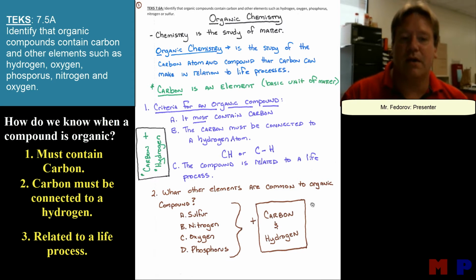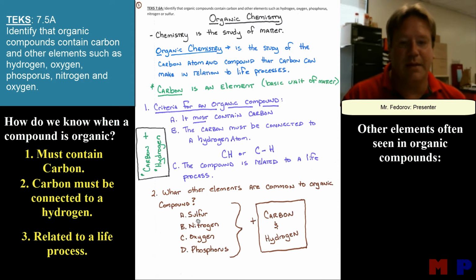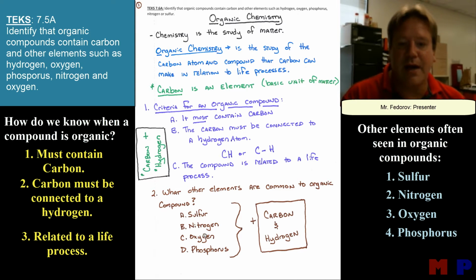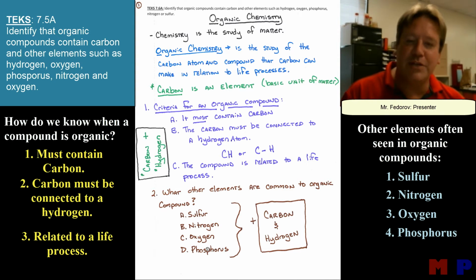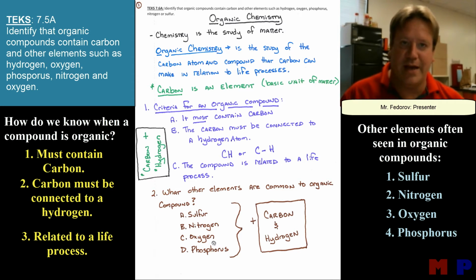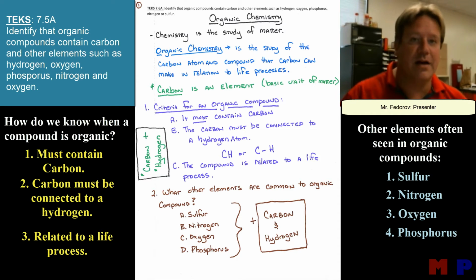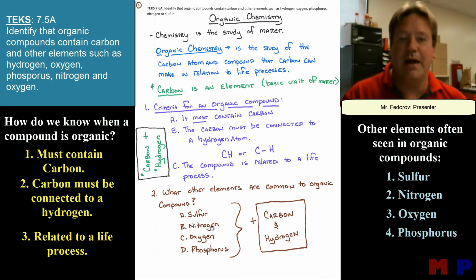So, what other elements are common to organic compounds? We're not just going to see carbon and hydrogen. These two are very important, but we are going to see other elements as well, such as sulfur, nitrogen, oxygen, and phosphorus. A combination of these elements will probably show up with carbon and hydrogen. The most common one is actually oxygen. We see carbon, hydrogen, and oxygen very frequently showing up together in organic compounds, and we'll see that when I talk about glucose next.